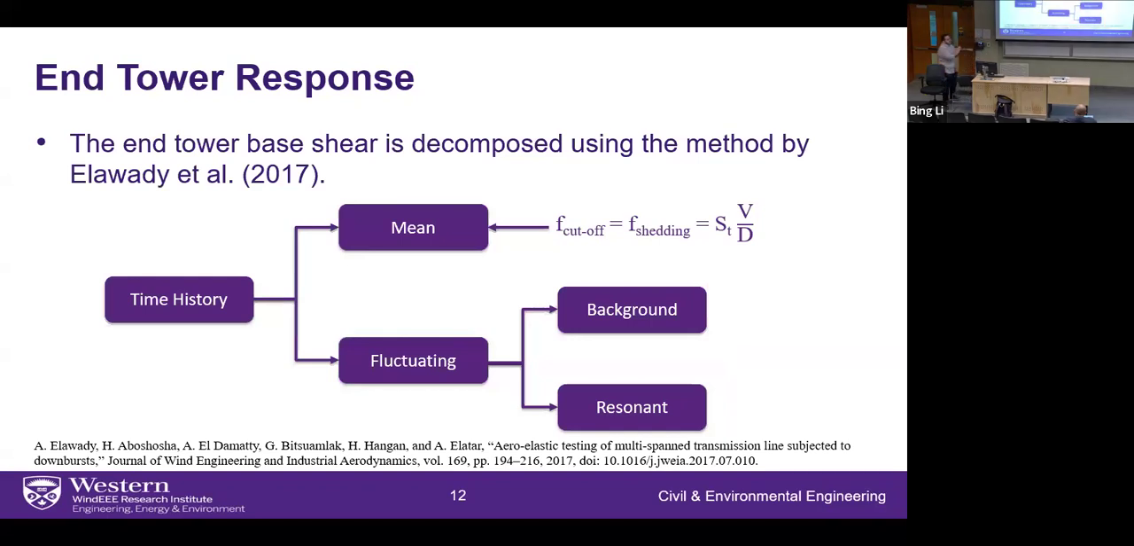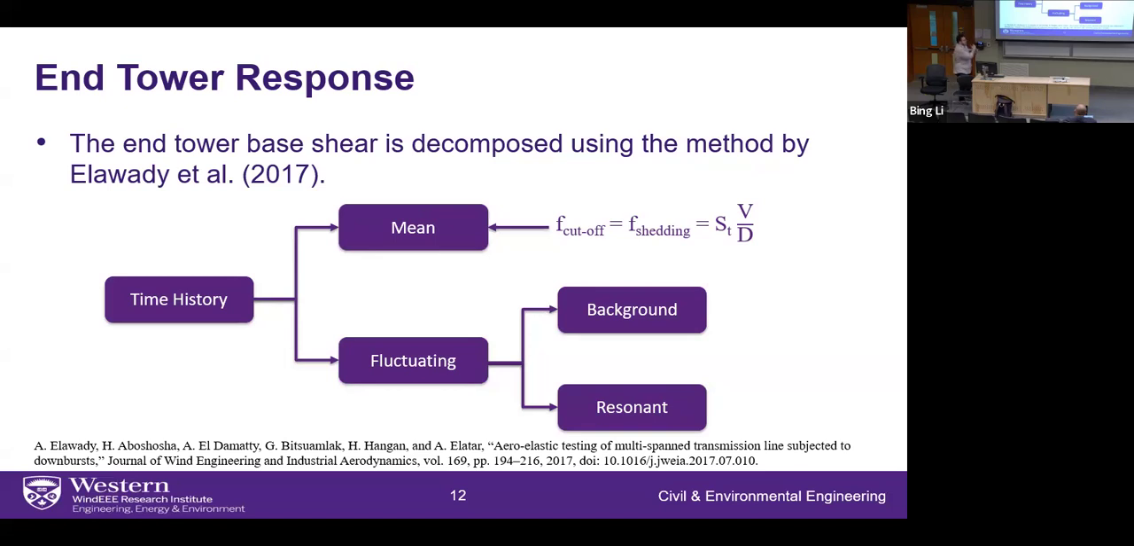So the obtained base shear of the end tower is decomposed into mean, background, and resonant components using the method developed by Audi 2017. First we have the time history. We divide the time history into mean and fluctuating components using the moving average method, where the cutoff frequency equals the shedding frequency of the vortices of the downburst.